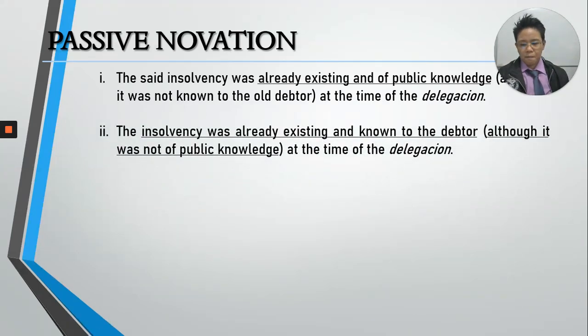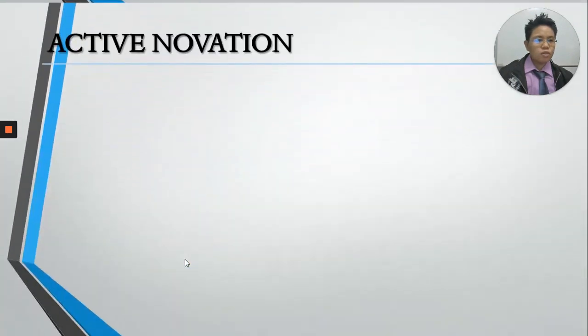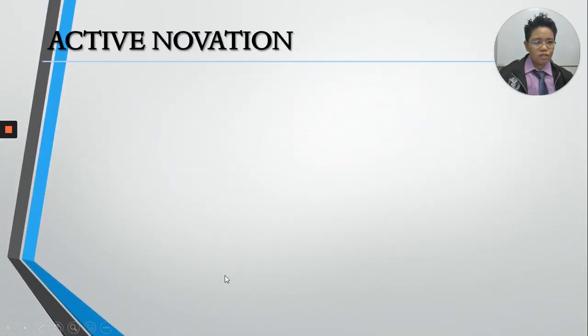What else? Number 2, the insolvency was already existing and known to the debtor. So, this connotes bad faith, class. Alam naman pala ng old debtor that yung taong pinopropose niya na palitan siya, na i-substitute siya, is already insolvent, even if it is not publicly known. Remember, at the time of delegation, yung obligation will revert to the original or old debtor in case of failure of the new debtor to pay. So anyway, those are the rules for passive novation.